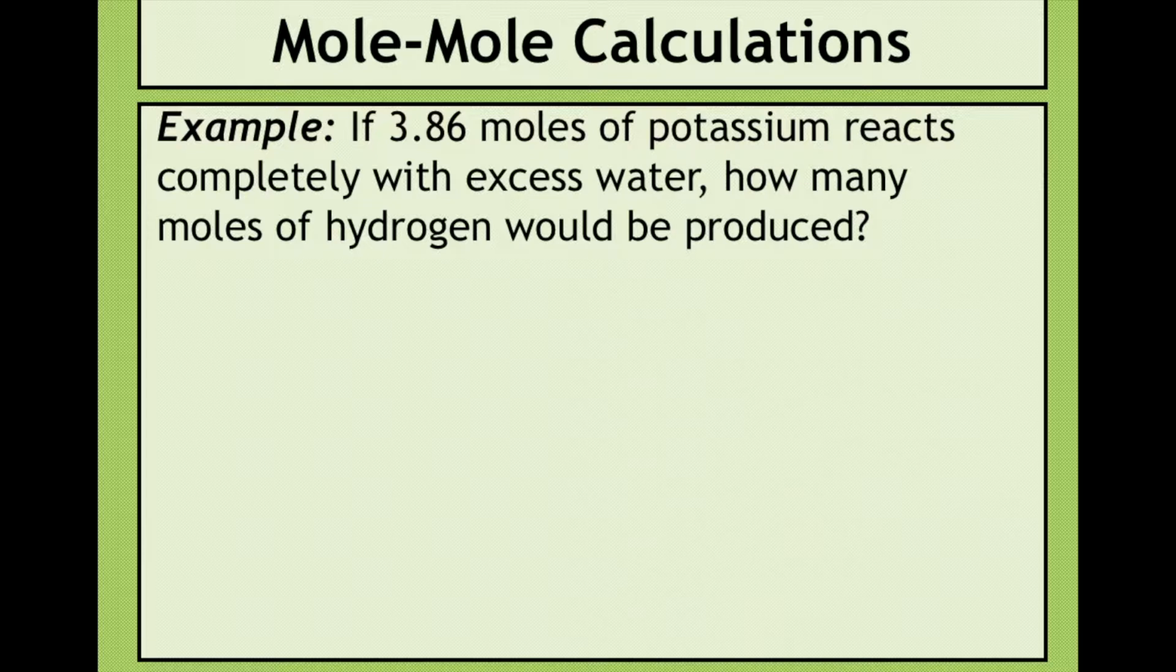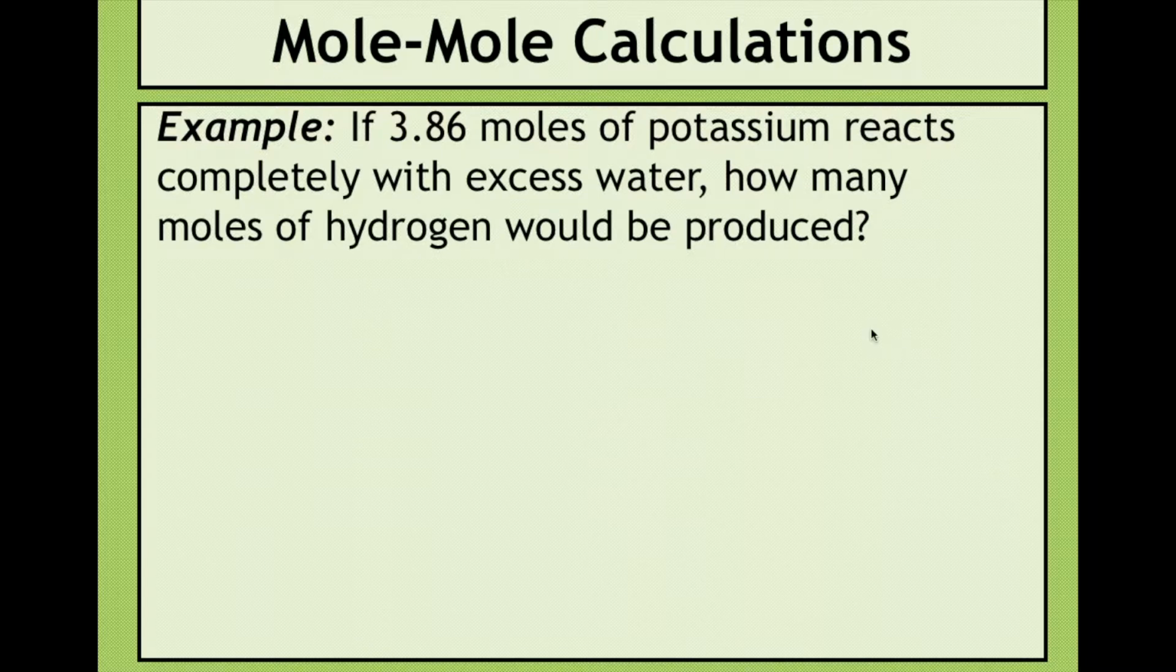So this is what your test will look like. If 3.86 moles of potassium reacts completely with excess water, how many moles of hydrogen would be produced? One of the first obvious differences from our mole questions is that you actually have to create your own chemical equation. So first, you know you're going to have potassium, and you know it's going to react with water. And then you will need to know how many moles of hydrogen would be produced.